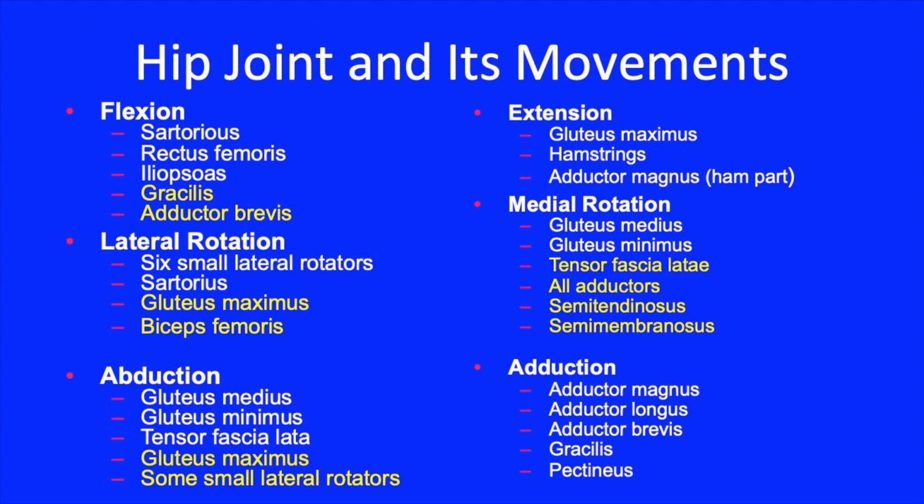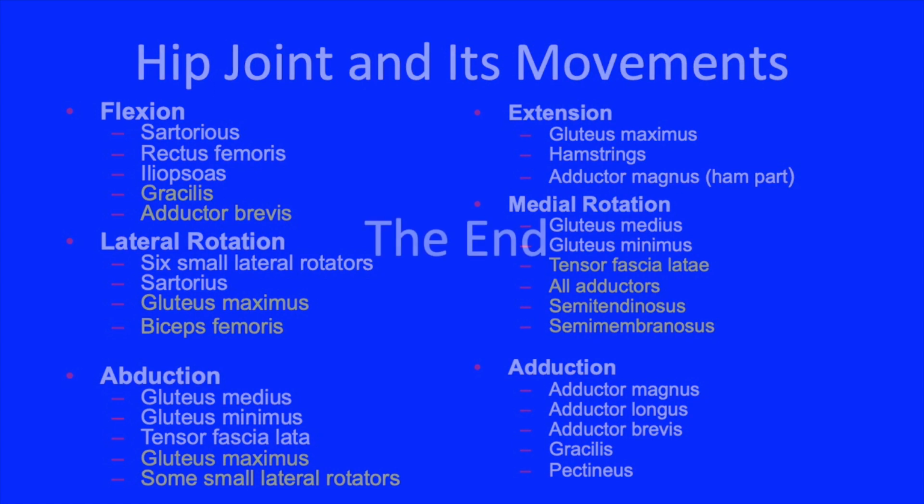To review, I include this table. This is a summary of the action that takes place at the hip and the muscles that bring about these actions. In white are the names of the muscles that principally perform the listed action. In yellow are the muscles that serve an accessory action to these movements. This now concludes this video on movements and muscle actions of the hip.